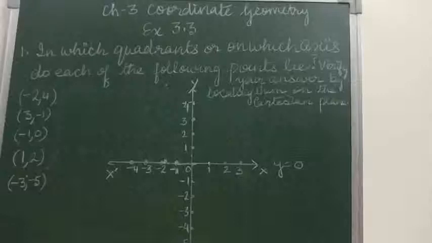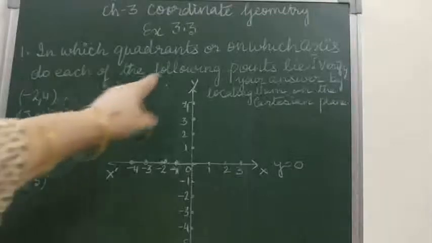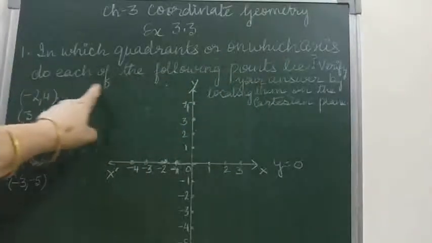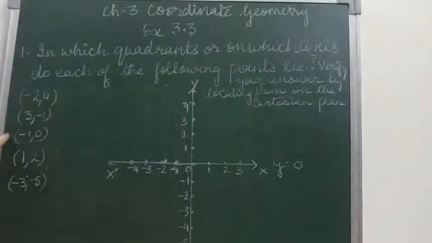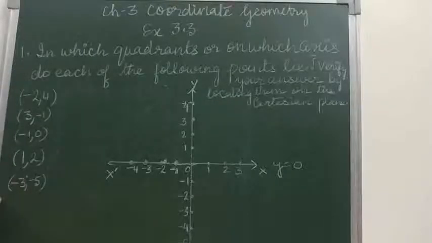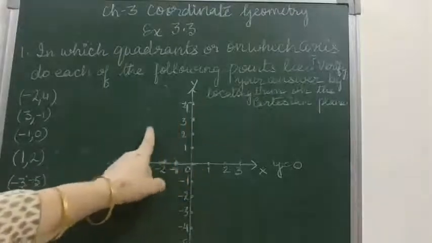Chapter 3 Coordinate Geometry, Exercise 3.3. In which quadrants or on which axis do each of the following points lie? So here we are given 5 points. We have to find out in which quadrant these points lie, whether they lie in quadrant 1, 2, 3 or 4.